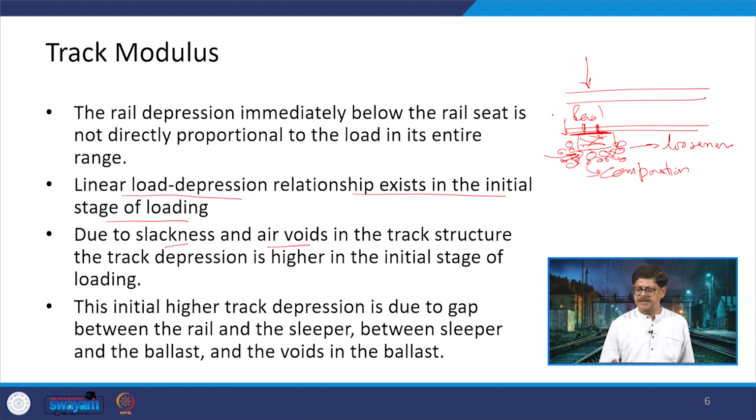So, that is what it says, whether there is a slackness or there is an issue with the air voids in the structure, in the ballast, etc. Then as soon as the loading is being done, the depression is going to be more. And this initial higher track depression is, you can further say, because of the gap between the rail and the sleeper at this point, or between the sleeper and the ballast, say here, and the voids within the ballast. So, there are voids here and there can be a gap at this point or at this point. So, as soon as the initial load has been applied, the settlement will take place. Now, everything will get rearranged, recompacted, and you will find that there is more of a value of depression which has come up.